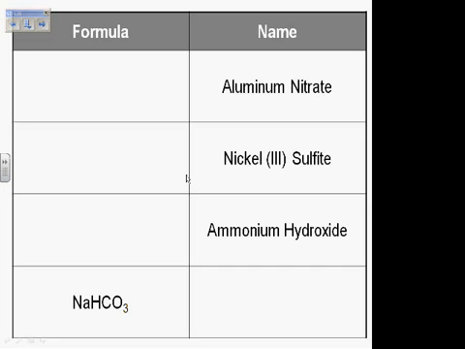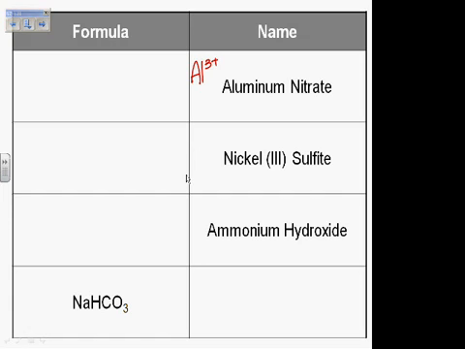Okay, the first one is aluminum nitrate. What we have to do here is figure out what these things look like as ions. Aluminum is always a +3 charged ion. It lives in that family on the periodic table. They form +3 ions, so we always know that one.